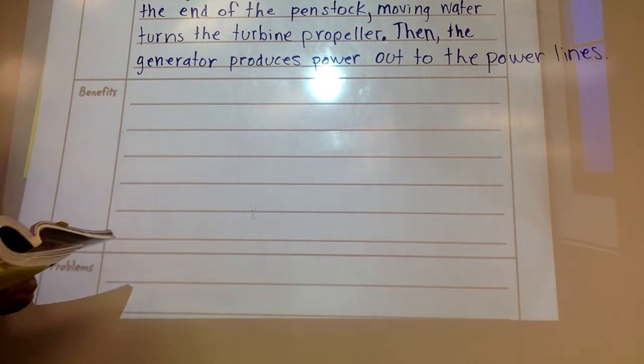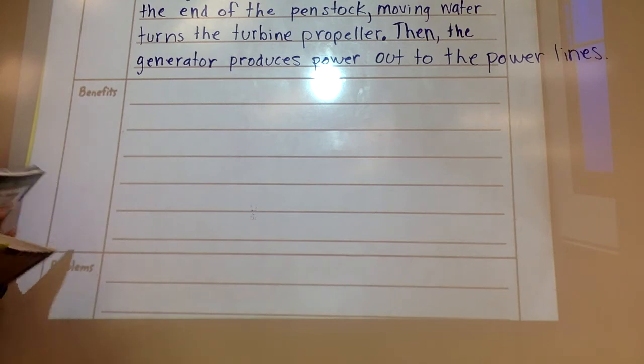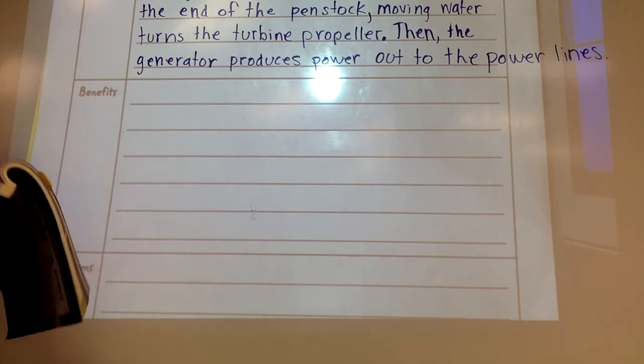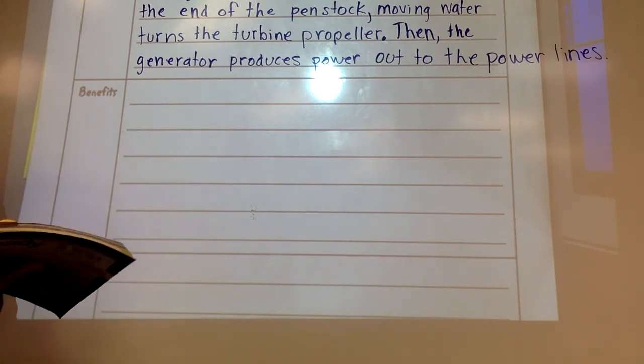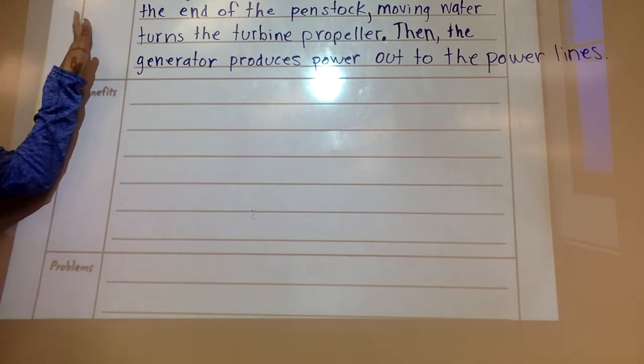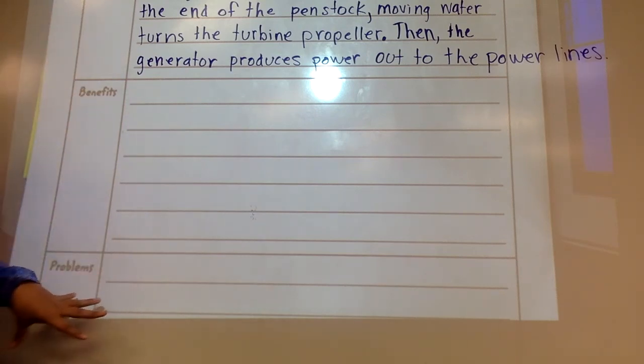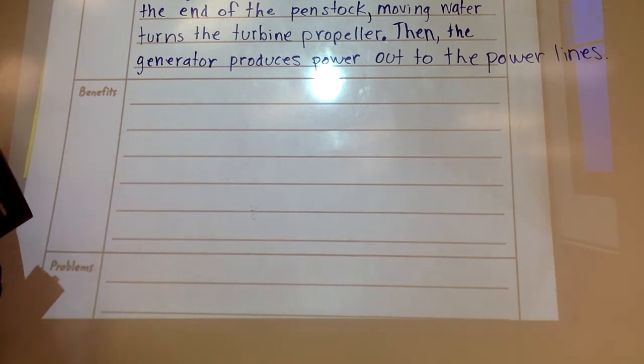Okay, Dylan, focus. We have a little pause, that doesn't mean you start talking, okay? We're going to stop right here. The benefits and the problems we will work on Monday. Just make sure your name is on your paper. Then put your paper in your book and close your book and put it away.